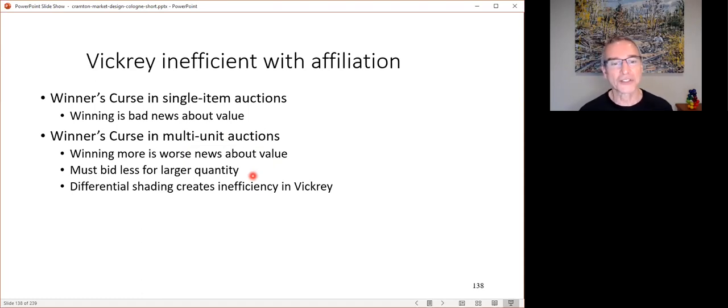And that differential shading creates an inefficiency in the Vickrey auction. So Vickrey pricing is not going to be efficient in the richer model when we step outside of private values.